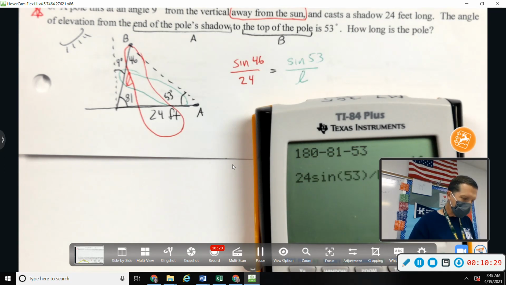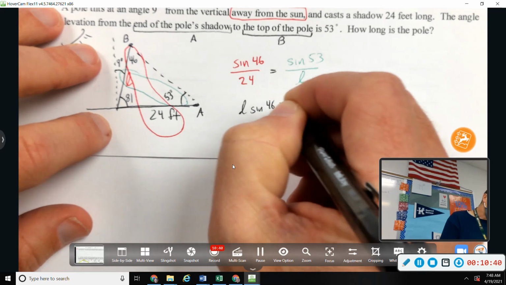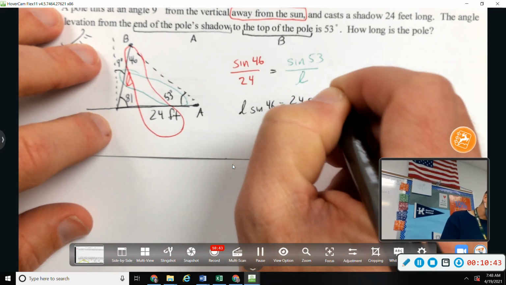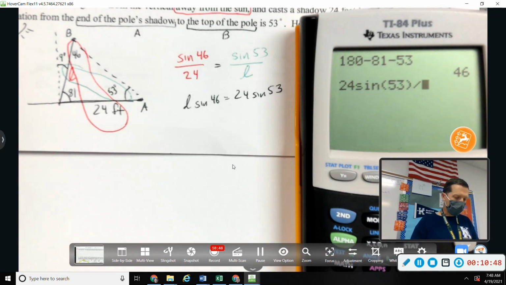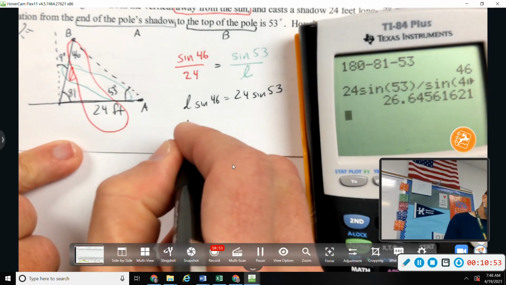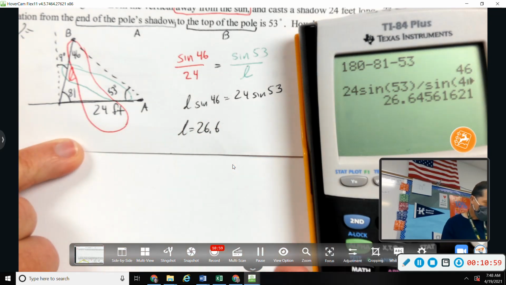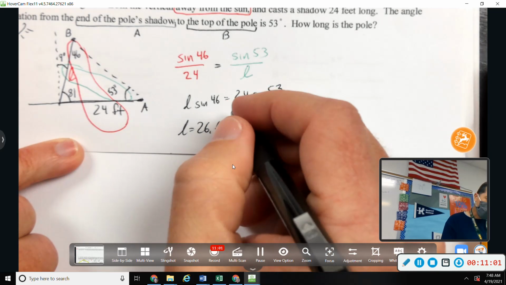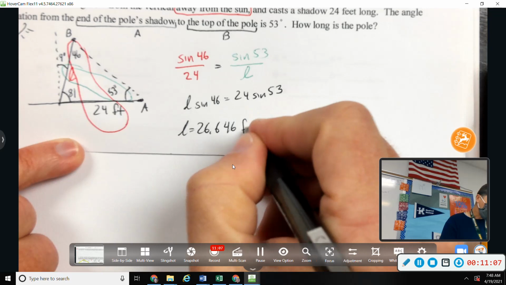That's fine. Again, now I'm cross multiplying and dividing. That's a lot of steps. I'm not nervous for me, I'm nervous for you. So I'm going to show that step at least. 24 sine 53 divided by sine of 46. Now I'm confident that that's the right algebra. So L is 26.6. Don't forget units of measure. It doesn't say how many decimals, so we'll go with 3. 26.646. And this was in feet.